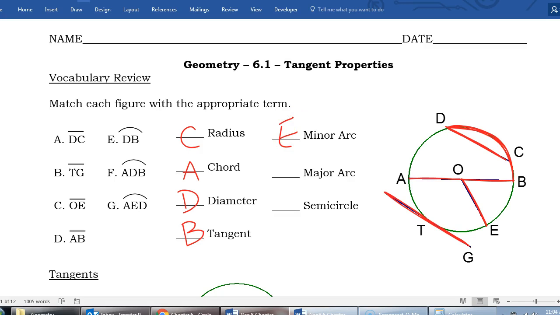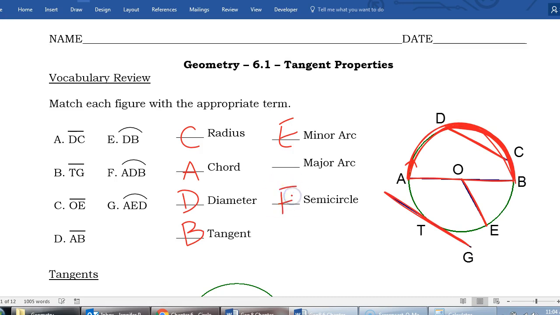Next I have ADB. So when you have 3 letters on an arc, that means you start at the first one, go through the point that it lists, and end at the last one. So starting at A, going through D, and ending at B is this arc right here. That's an arc that includes exactly half of the circle. So that's going to be a semicircle.